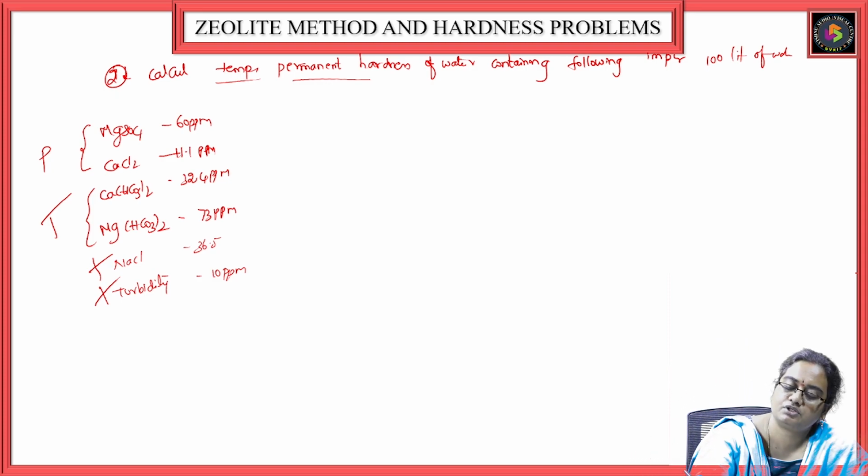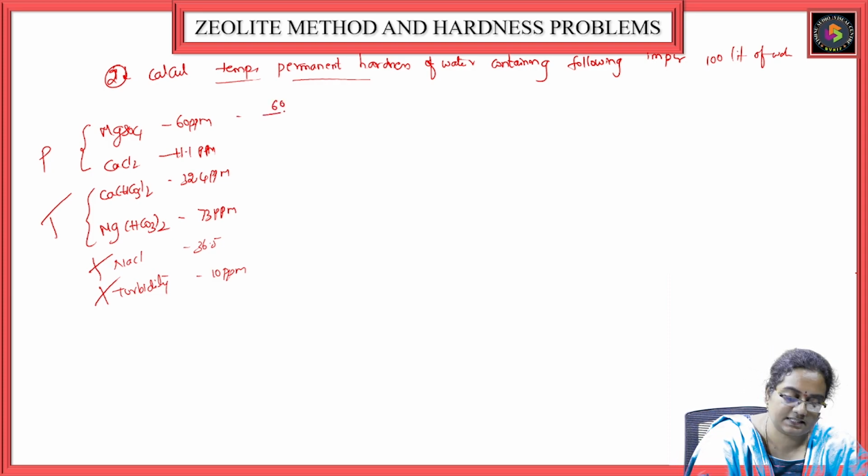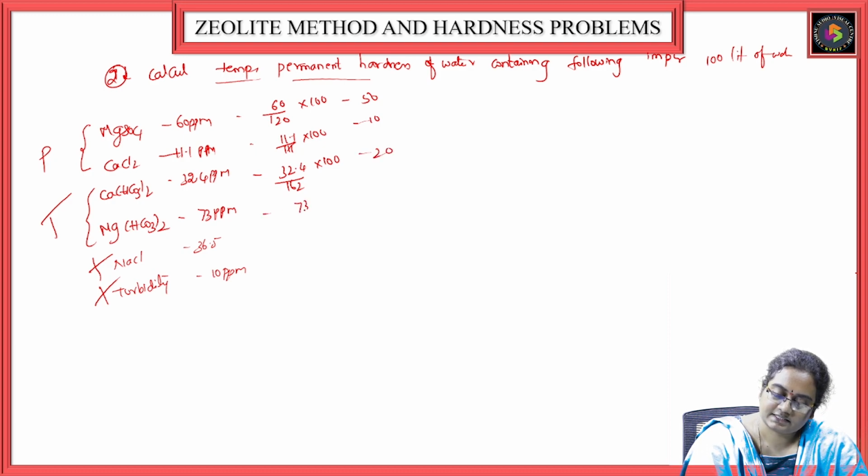Now, what about this one? For 60 ppm, how much will you get? You will get 60 by 120 into 100, so this value is 50 ppm. Here 11.1 by 111 into 100, you will get 10 ppm. Next 32.4 by 162 into 100, you will get 20 ppm. Next 73 by 146 into 100, you will get 5 ppm.